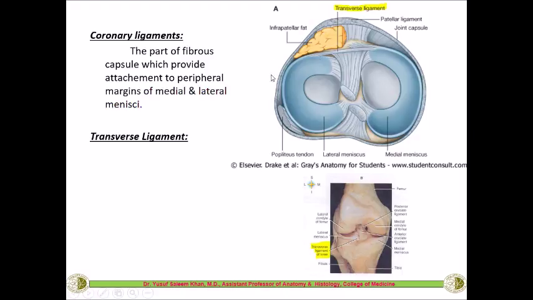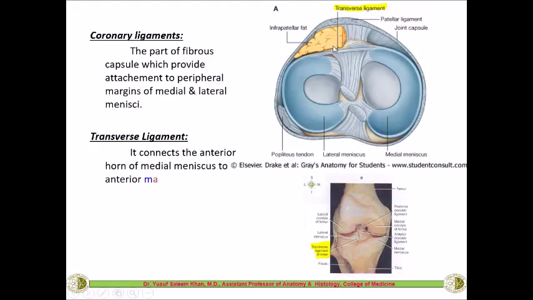Coronary ligament is actually a small ligament which connects the peripheral margins of the menisci to the capsule. It is part of the fibrous capsule which provides attachment to the peripheral margin of the medial and lateral meniscus on either side. Okay, so this is the capsule, and these are the menisci, and they are connected by this coronary ligament.